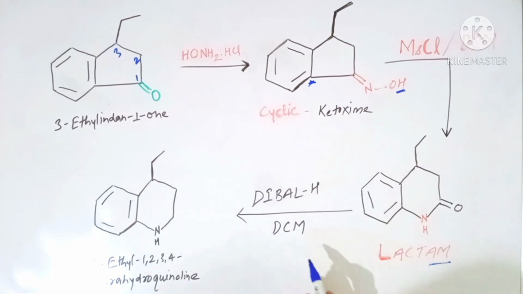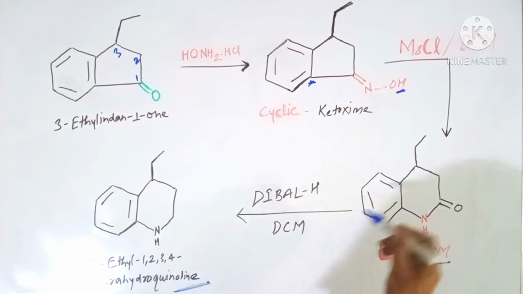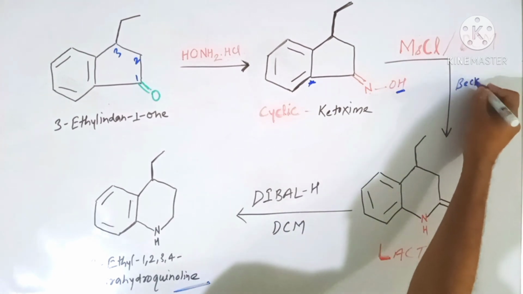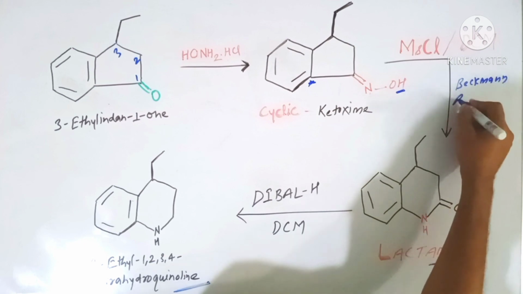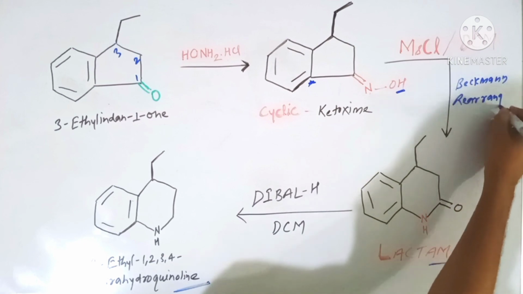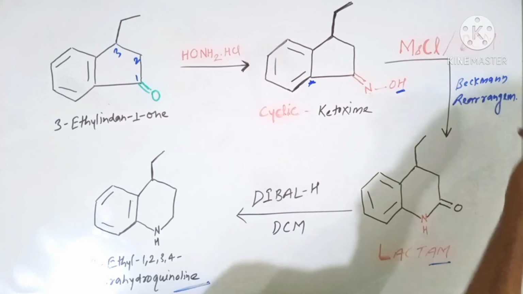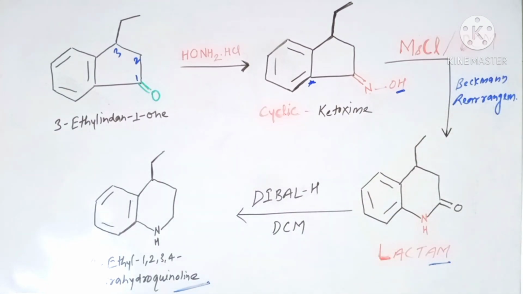Now this lactam is finally reduced with DIBAL in the solvent system of DCM to the corresponding 4-ethyl 1,2,3,4 tetrahydroquinoline. So this is the end product, and here is your Beckmann rearrangement. So this is all about your first application of Beckmann rearrangement. I hope you understand the concept.